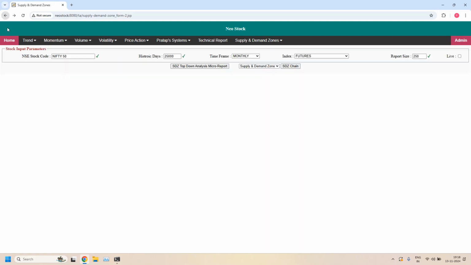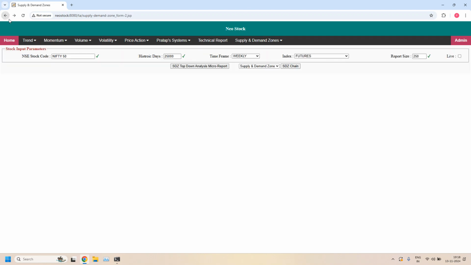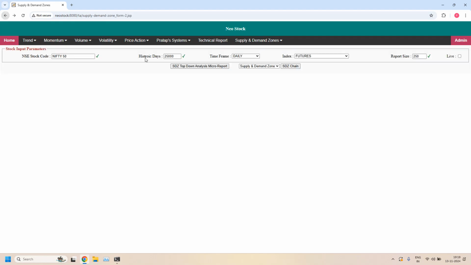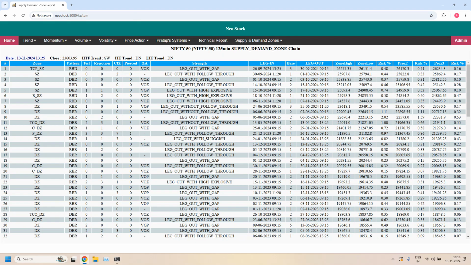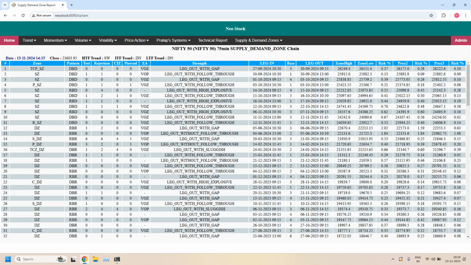Okay, next time frame is weekly, generating the weekly supply demand zone chain for NIFTY. Next time frame is daily, generating the daily supply demand zone chain for NIFTY. Next time frame is 125 minutes, generating the 125 minute supply demand zone chain for NIFTY. Next time frame is 75 minutes, generating the 75 minute supply demand zone chain for NIFTY.